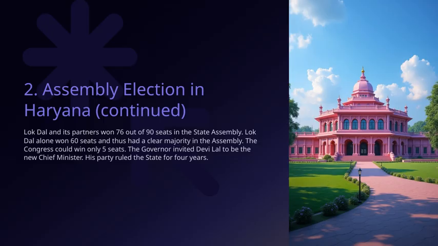Following these results, the governor invited Devi Lal, the leader of the Electoral, to become the new chief minister. And as a result, Devi Lal's party governed Haryana for the next 4 years. This election was a pivotal moment, showcasing the rise of regional parties and the decline of traditional national parties in certain states. It also set the stage for the political developments we will explore further in this presentation.